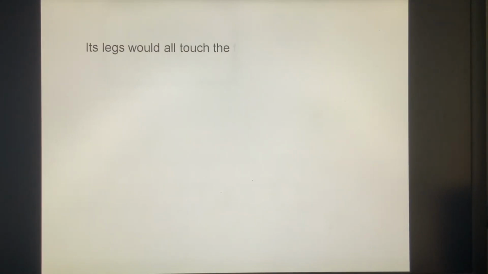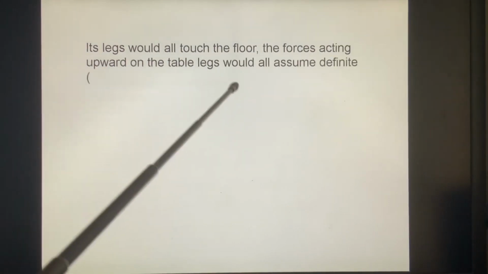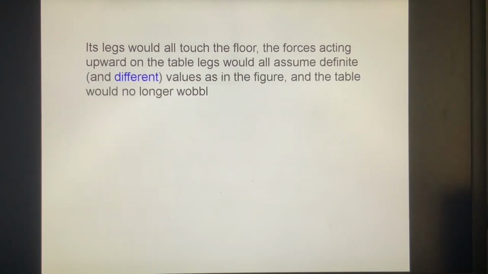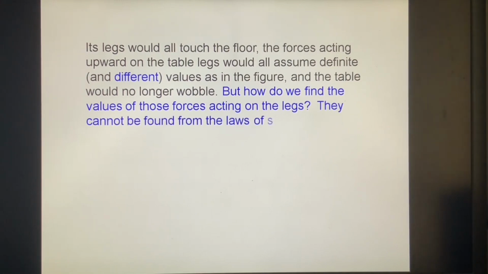Its legs would all touch the floor. The forces acting upward on the table legs would all assume definite and different values, as in the figures, and the table would no longer wobble. But how do we find the values of these forces acting on the legs? They cannot be found from the laws of static equilibrium alone.